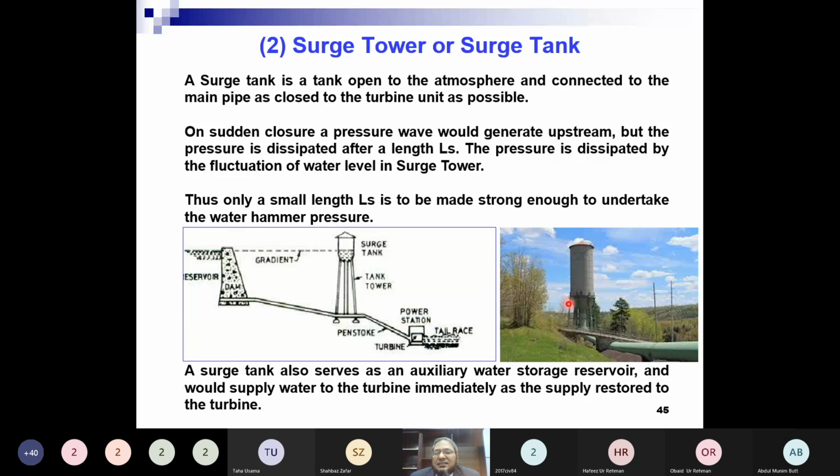Practically, you can see this is a surge tank. And this one is the penstock. And here on the downstream side, somewhere there is a turbine. On the upstream side, there would be a dam, right? So what happens in case of a surge tower? On sudden closure, a pressure wave would generate upstream. Now, once the valve is closed, the pressure wave will move like this.